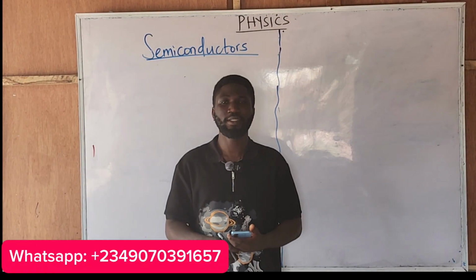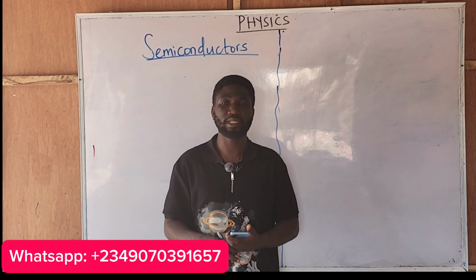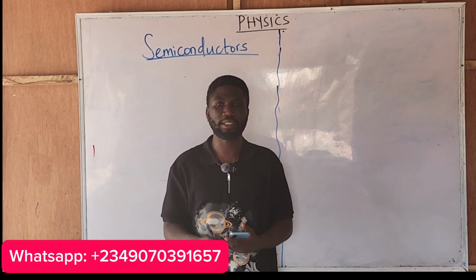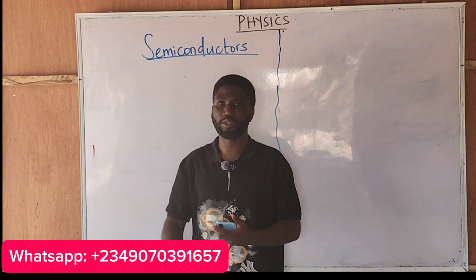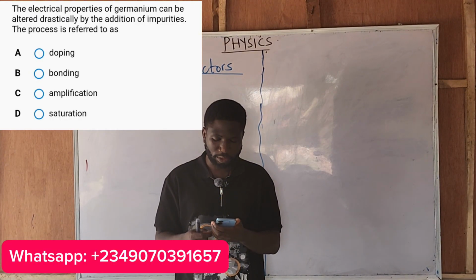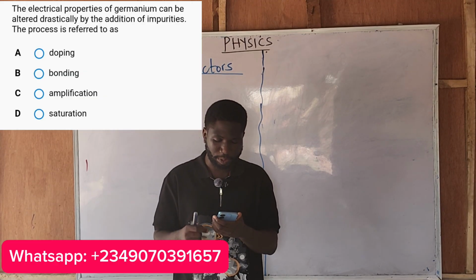Hi scholars, in this video I'll be answering 10 JAMB UTME questions on semiconductors that will make you understand every aspect of the topic semiconductors. So the first question says, the electrical properties of germanium can be altered drastically by the addition of impurities.